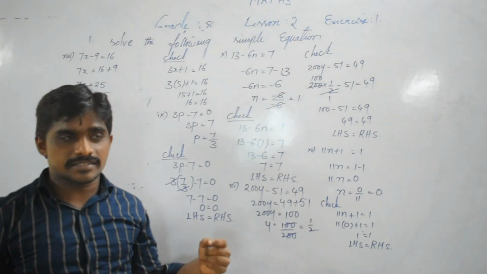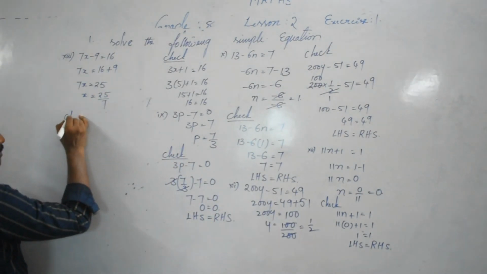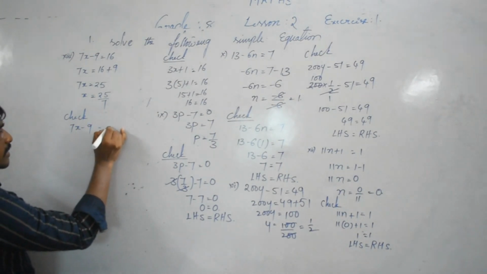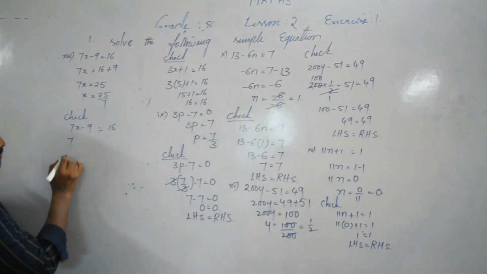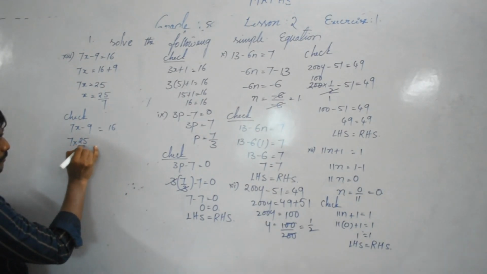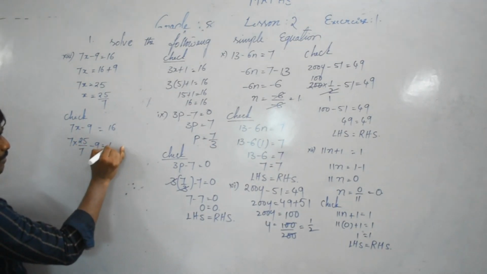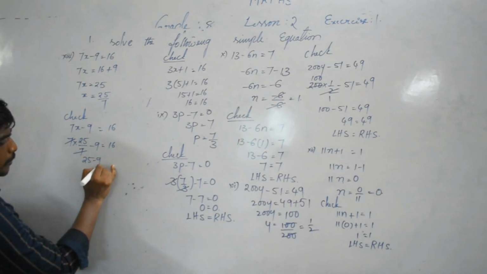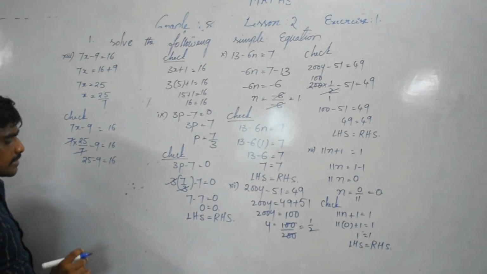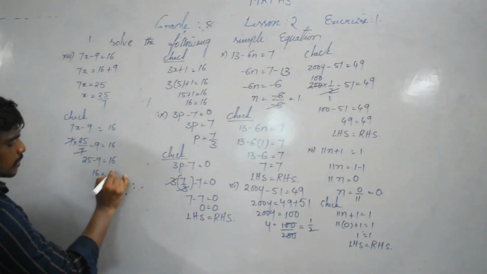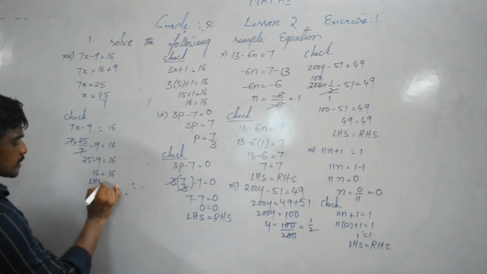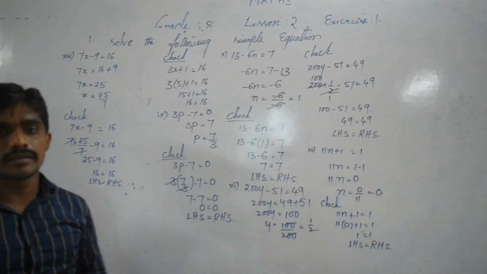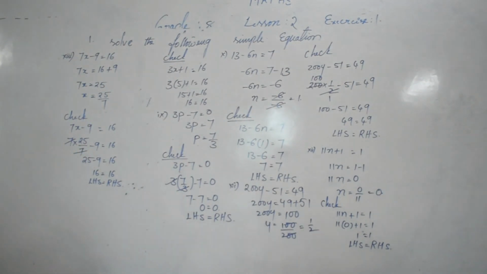This 25 by 7 we have to substitute in the equation. So 7x minus 9 is equal to 16. 7 cancels out, 25 by 7 minus 9 is equal to 16. 7 cancel. 25 minus 9 is 16. 16 is equal to 16. LHS, RHS is equal.